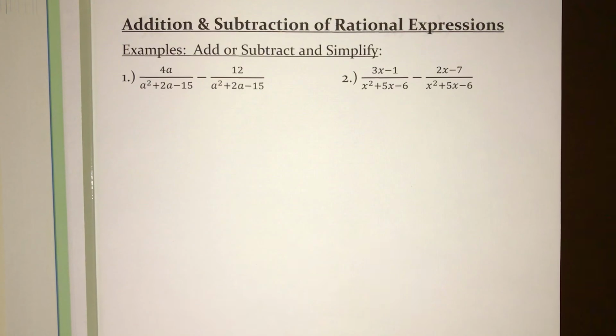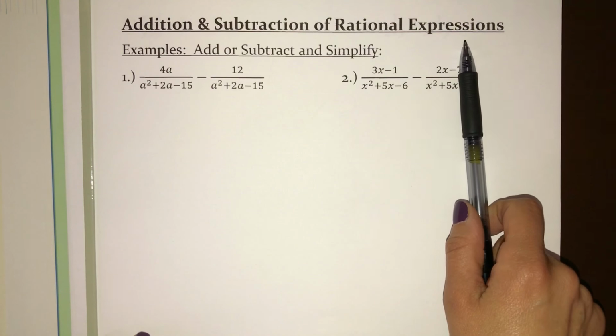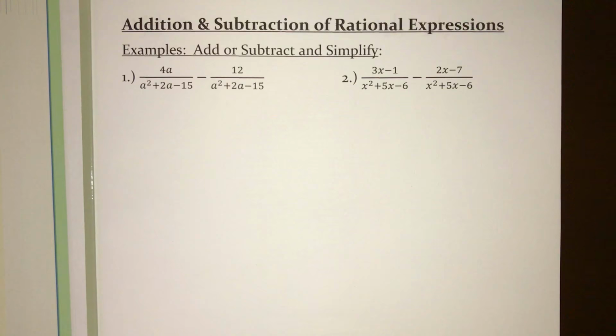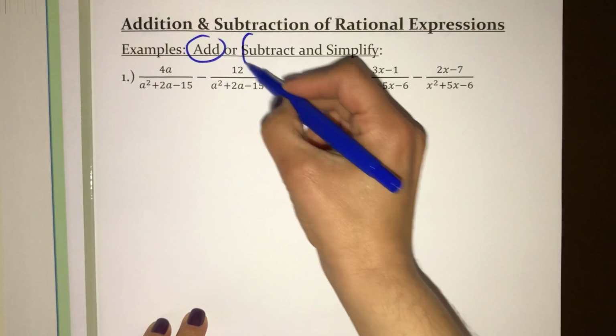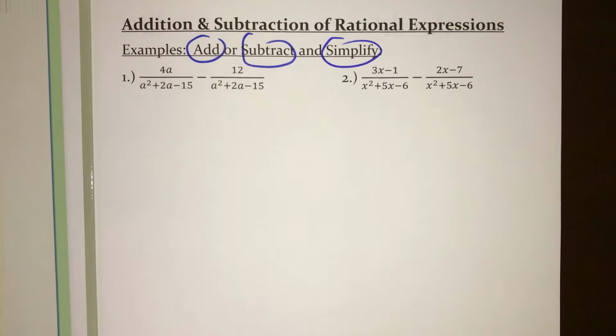In this video, we will review how to add and subtract rational expressions. This is a continuation of the previous video where we learned how to multiply and divide. For adding and subtracting rational expressions or fractions, you do need to have a common denominator. Let's take a look at the first two examples where we would like to either add or subtract, and then we want to simplify our final answer like we did in the previous video.